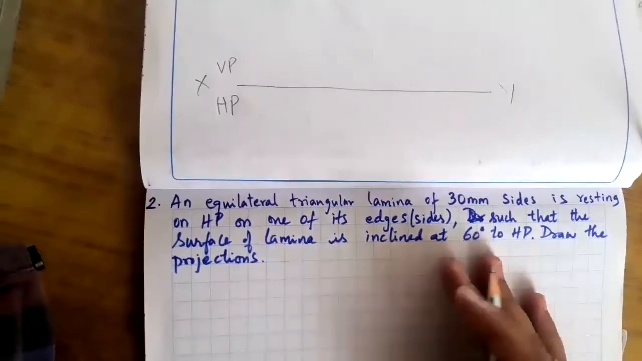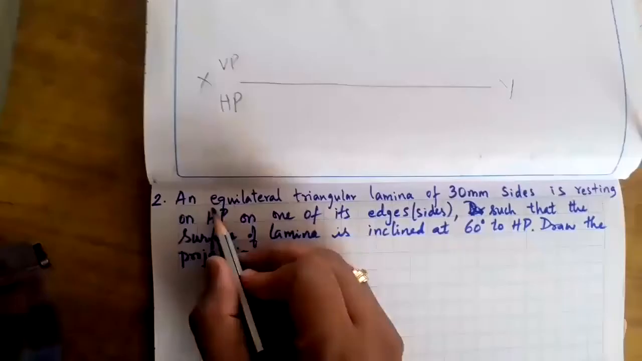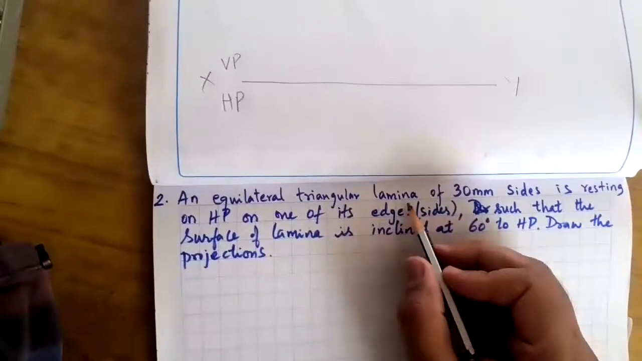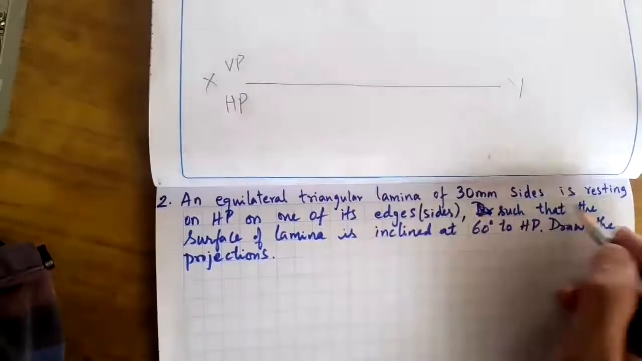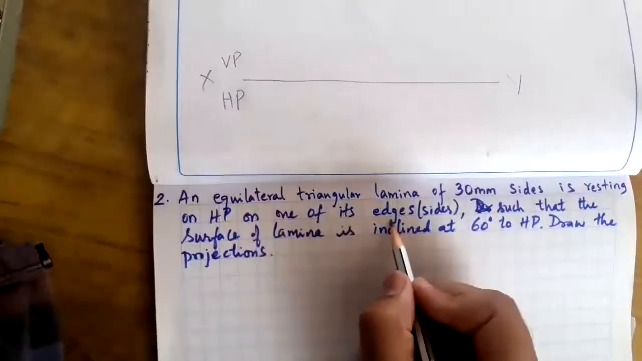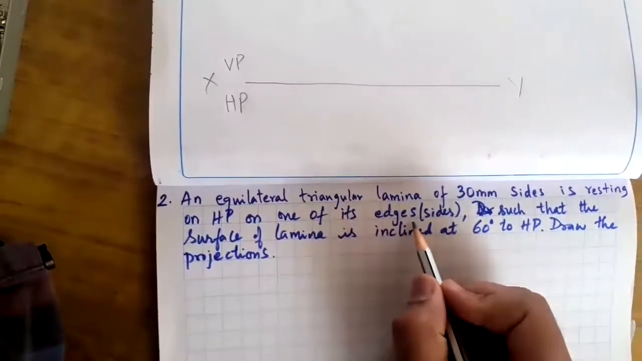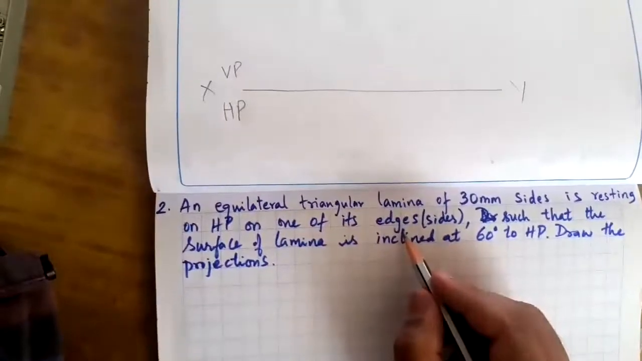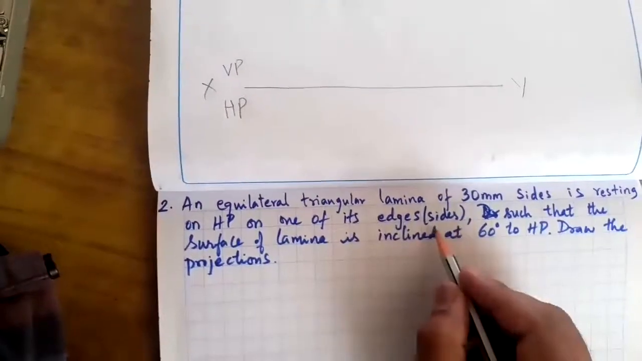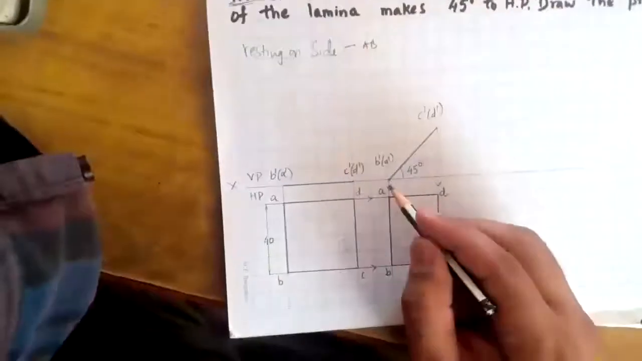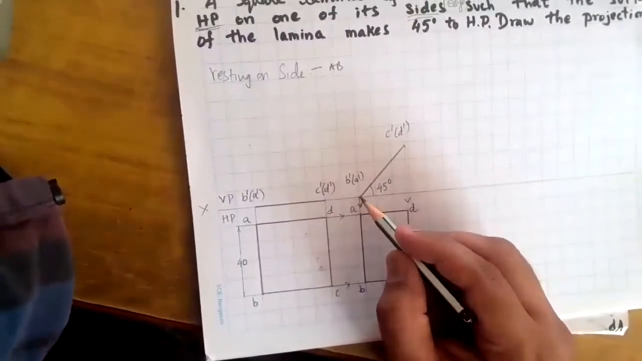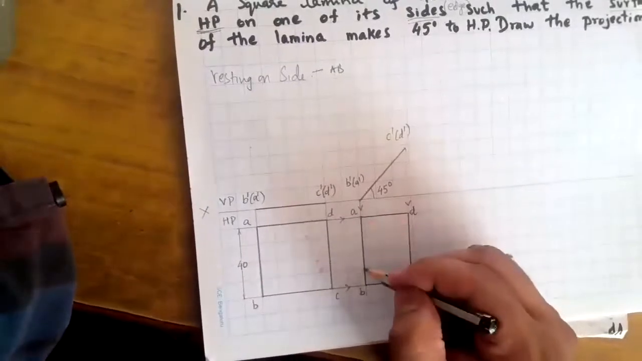Next, the very important thing is to construct an equilateral triangle. I know how to construct an equilateral triangle, but here the same equilateral triangular lamina has a 30 mm side and is resting on HP on one of its sides, that is, edges. When it is resting on an edge or a side, you know an edge means two names. Just as you saw in the previous problem, on the XY line there must be two names, which represent an edge. So on the left hand side, you need to get an edge.